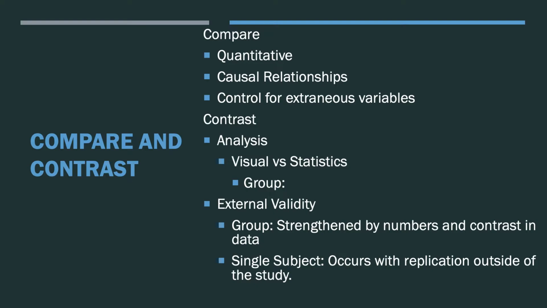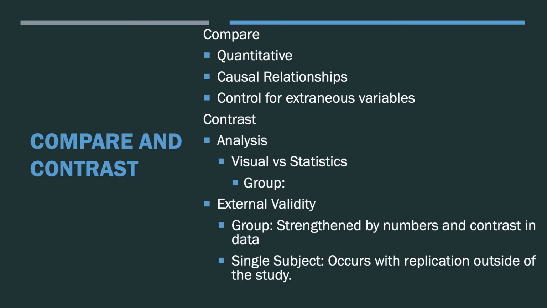Another way that single subject and group design differ is in how they measure external validity. With group designs, the more people you have in your study, the more generalizable, if you will, we would say that the data might be. So the more people we have within the sample that we're using, the more likely it is that the data represents a larger population outside of the study.